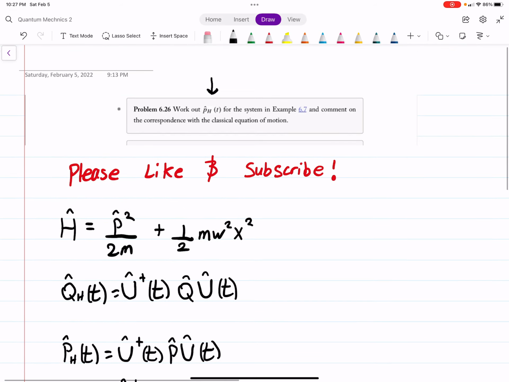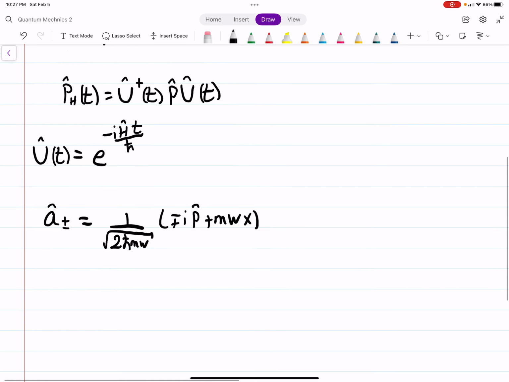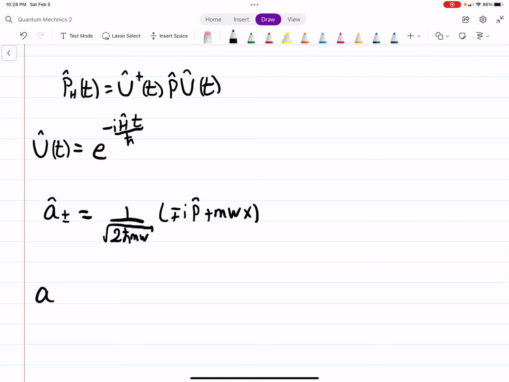So in the example problem that it mentions, it has you do this with x. And it's very similar, but now what we're going to do is try to find our momentum p. The way we're going to do this is as follows. We're going to take the raising operator and subtract from that the lowering operator. We're doing that because we actually want to cancel out the x and be left with our momentum.